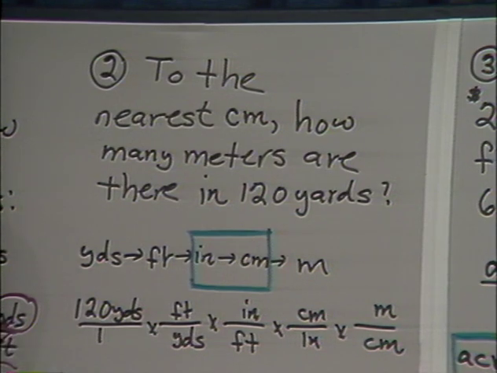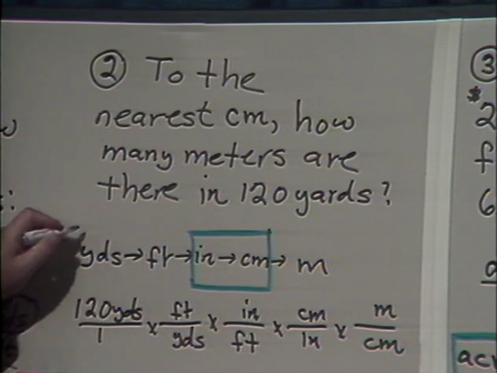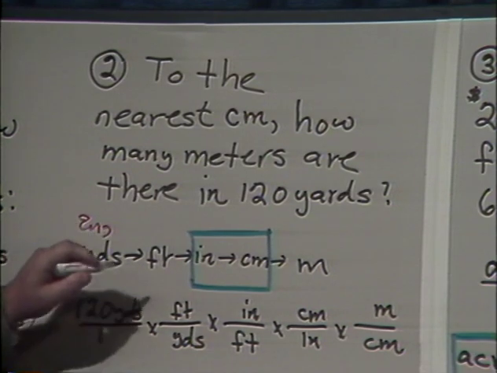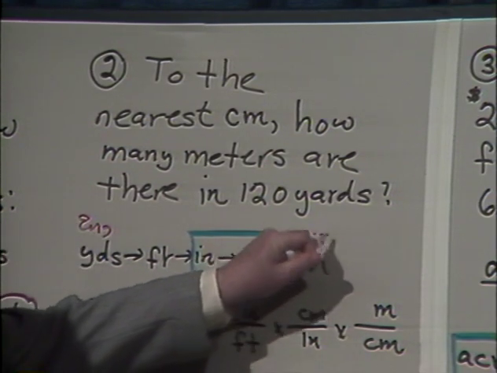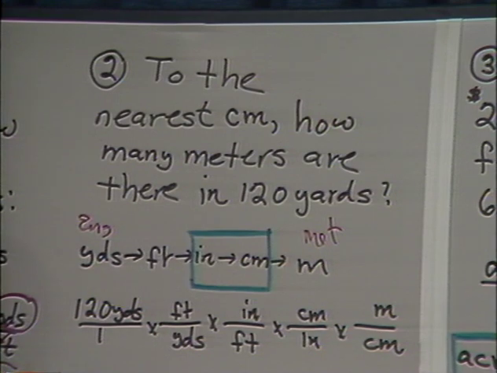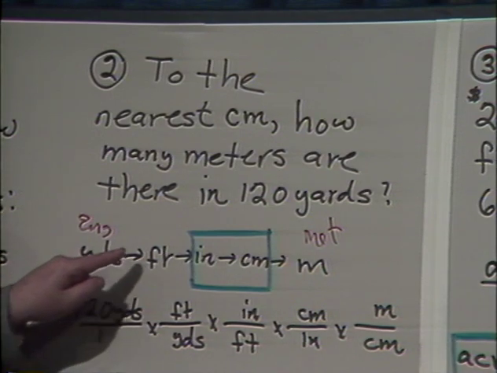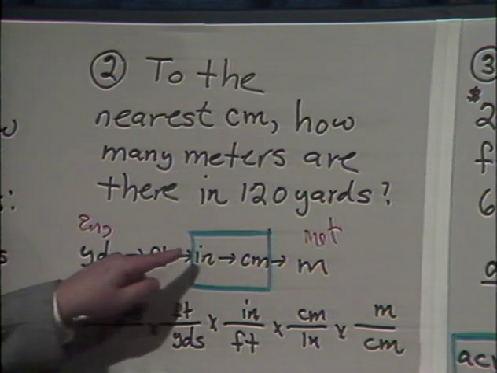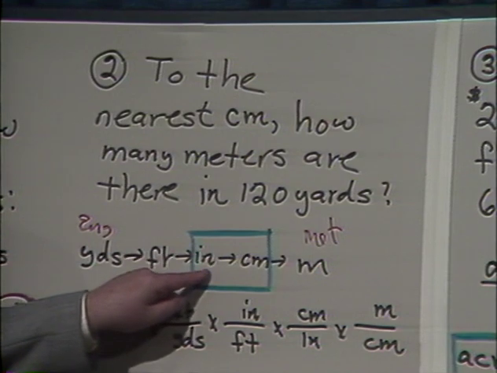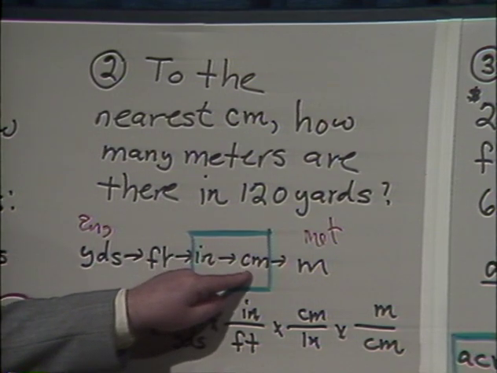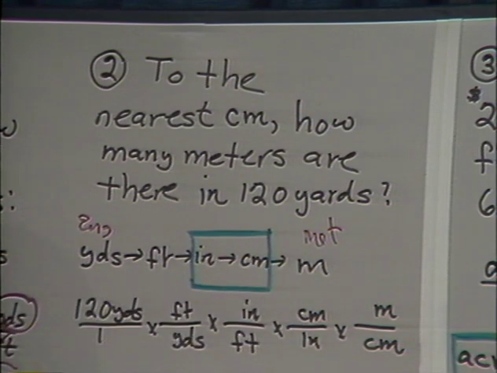This says what? To the nearest centimeter, how many meters are there in 120 yards? So the thing goes something like this. I'm given yards, which is the English system, and I want to get to meters, which is the metric system. And the way I'm going to do that is to think through what my conversion factors are. I know that I can get from yards to feet and from feet to inches. Once I get to inches, I can cross over into the metric system. From inches, I get to centimeters. From centimeters, I can then get to meters.